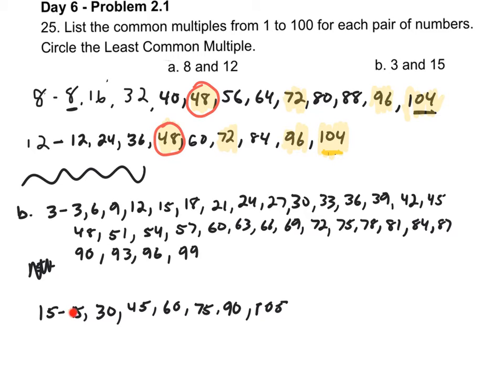Let's see, 15. Yep, I've got one. I'm going to highlight that one. So 15 is a match. 30 is a match. 45 is a match. 60 is a match. 75 is a match. 90 is a match. And that's where we'll stop. But the question wants us to come up with the least common multiple, the smallest multiple that's common to them both. And I'm going to circle that in red again. The least common multiple looks like 15.